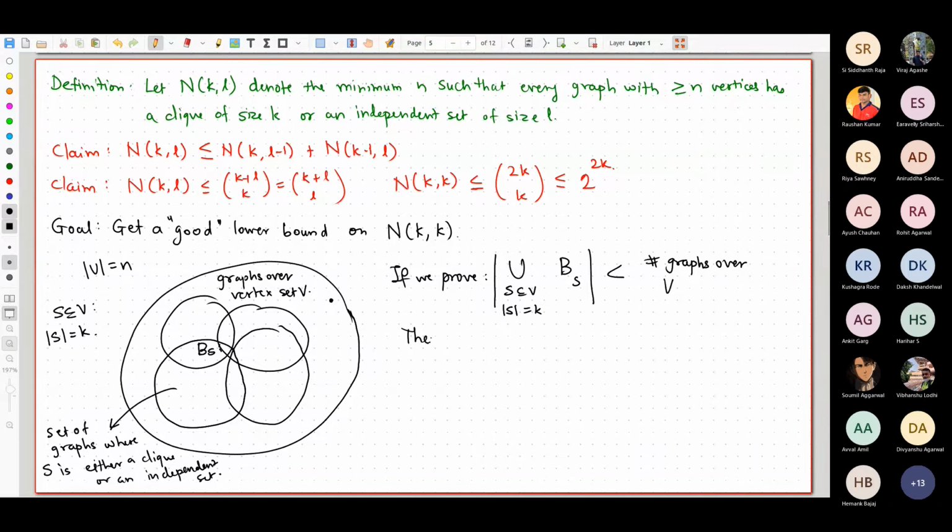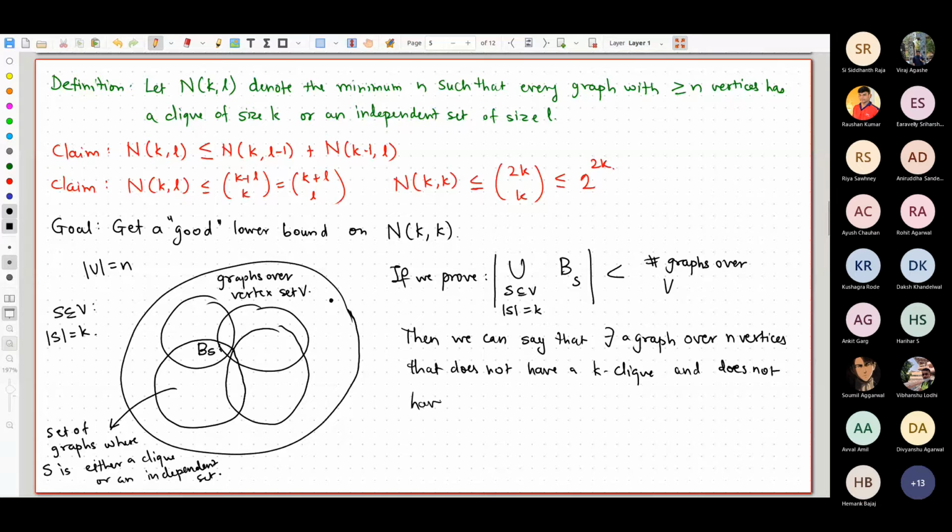right? So then we can say that there exists a graph over V, over n vertices, that does not have a k-clique and does not have a k independent set.